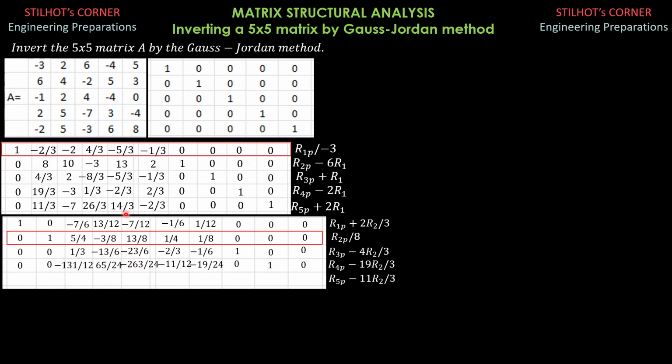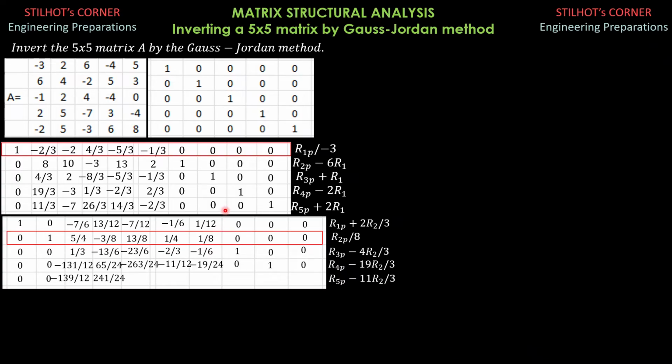14 over 3 minus 11 over 3 of 13 over 8, that's negative 31 over 24. Negative 2/3 minus 11 over 3 of 1/4, that's negative 19 over 12. 0 minus 11 over 3 of 1/8, negative 11 over 24.